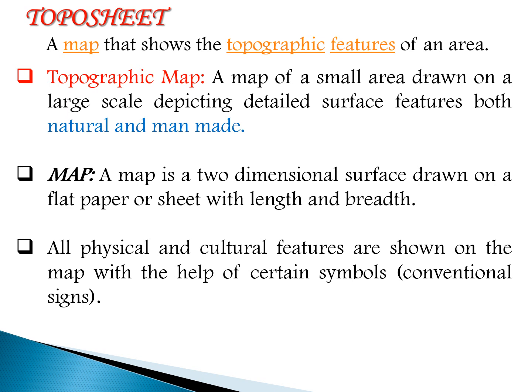So what is a map? A map is basically a two-dimensional surface drawn on a flat paper or sheet with length and breadth. Here, a map is drawn with a perfect scale, that is, with a perfect length and breadth. All the physical and cultural features are shown on a map with the help of certain symbols. They use certain symbols or conventional signs to represent the features on the topo sheet.